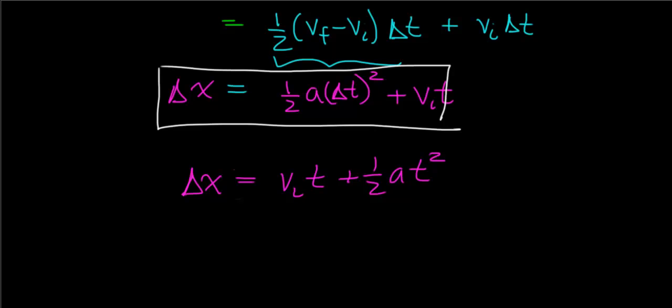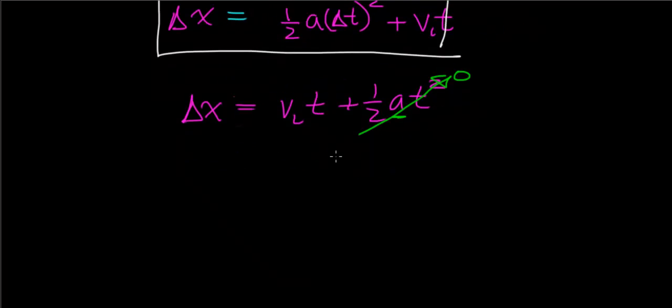If the acceleration is 0, that is, if this term is 0, this entire term here is going to be 0. And so you're left with delta x equals v initial times time. And this would tell you the distance an object travels while it's moving with constant velocity, that is, when it's not accelerating.